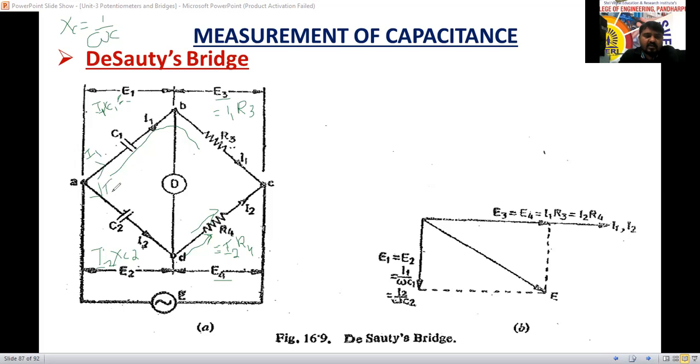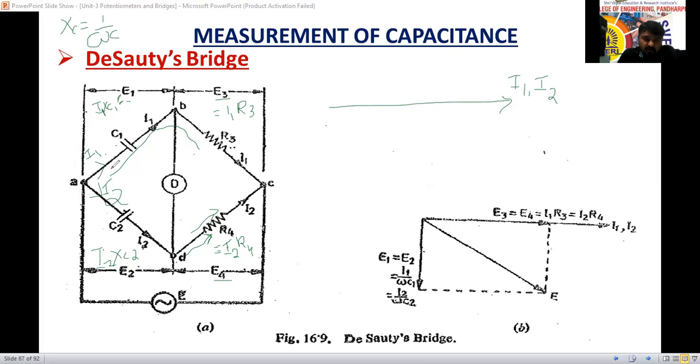So I will consider the unknown resistor capacitance, through which current flows, I1 here now. I will consider here I1, the current, as a reference here now. I1 and I2 I will consider here now. I1 or I2. Okay. So try to give the reply here now.